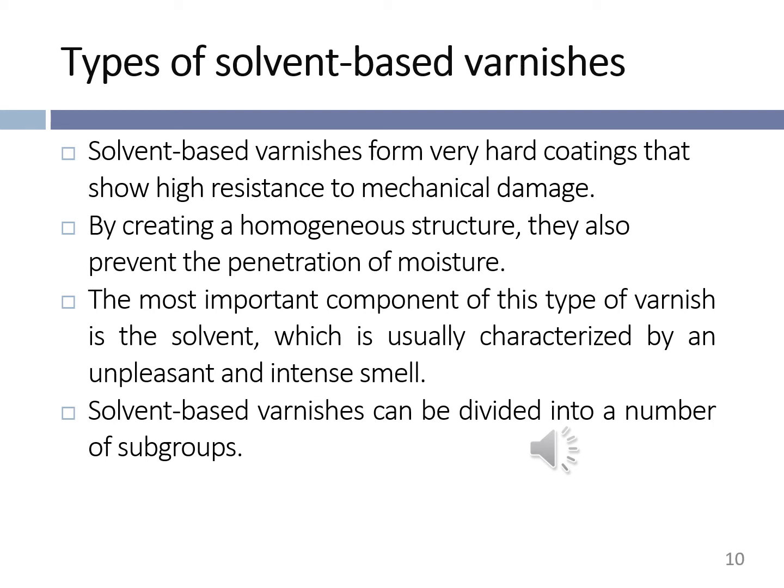The coating which is formed from the solvent-based varnishes creates a homogeneous structure on the surface or on the objects. In this way, they create a coating which is highly homogeneous and prevent the penetration of moisture into the surface. The most important component of this type of varnish is the solvent, which is usually characterized by an unpleasant and intense smell.